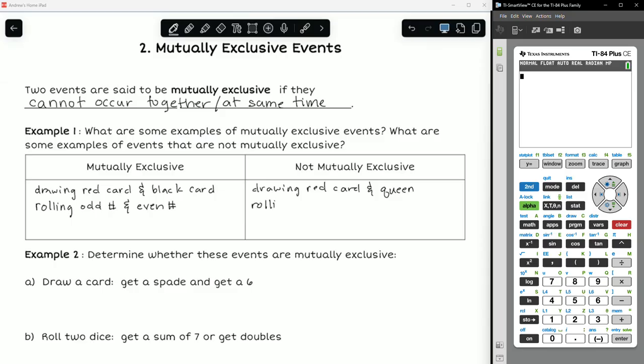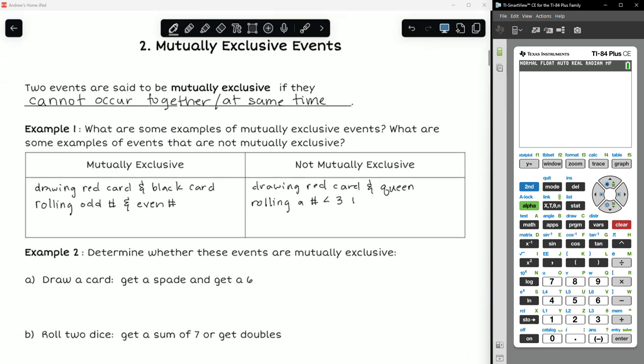For an example of not mutually exclusive, I could do rolling a number less than 3 and an even number, because the numbers less than 3 would be 1 and 2. Even numbers are 2, 4, 6. 2 lives in both of those events. 2 is an even number, 2 is less than 3. There's overlap, so they're not mutually exclusive.